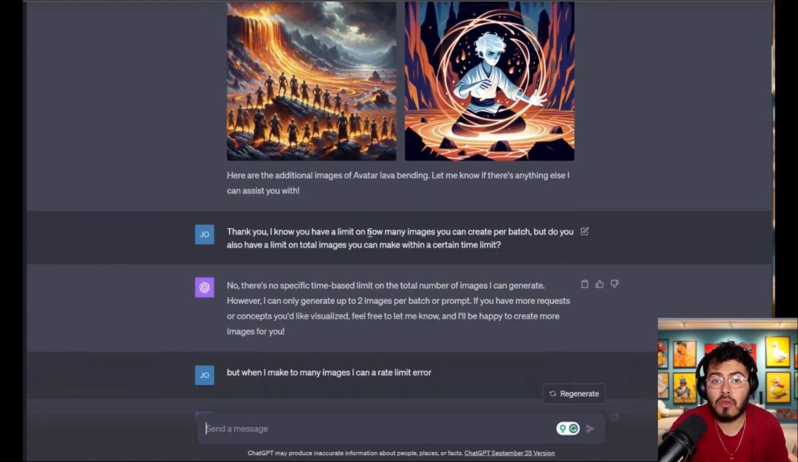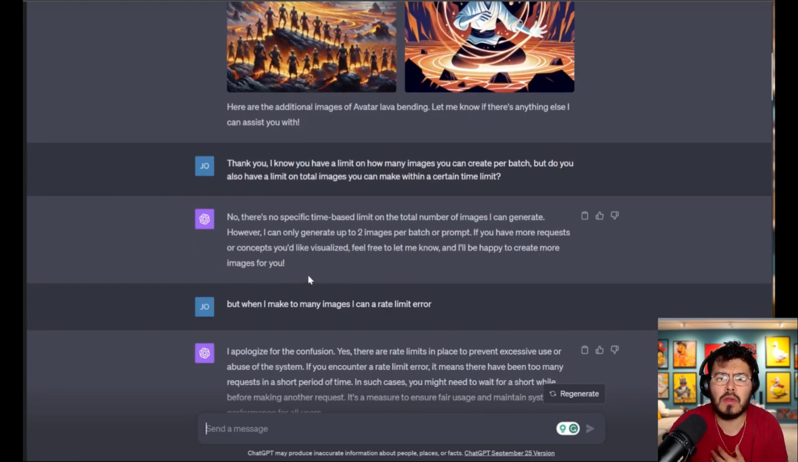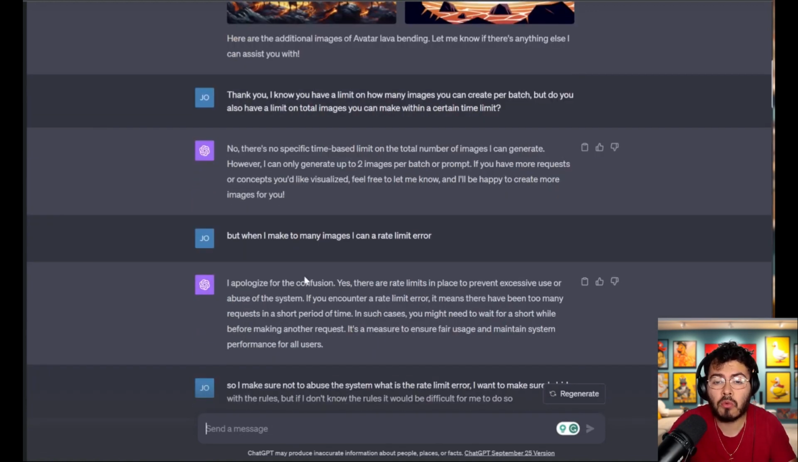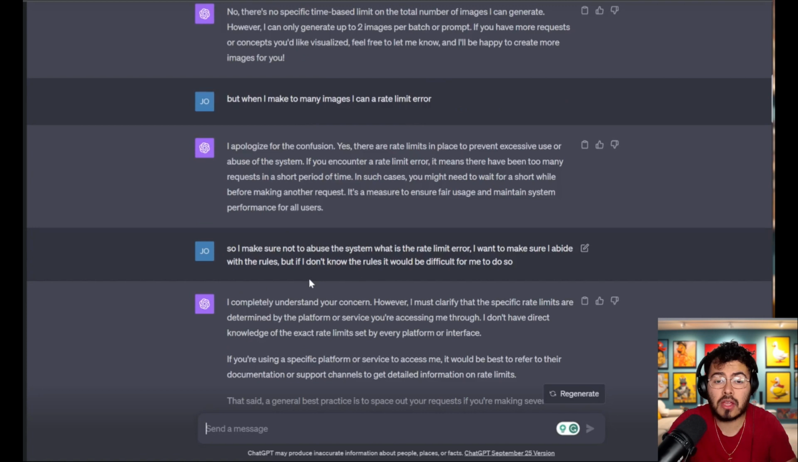So I said, hey, look, I know you have a limit on how many images you can create per batch, but do you also have a limit on total images you can make within a certain time limit? And obviously it tells me no. And I'm like, hey, look, you're a liar, because when I make too many images, I get a rate limit error. And it tells me, I apologize for the confusion. Yes, there are rate limits in place to prevent excessive use. But it didn't know the actual error or the actual limit. And I guess this limit fluctuates over time depending on the overall amount of usage around the world.